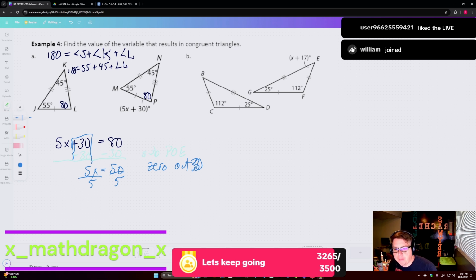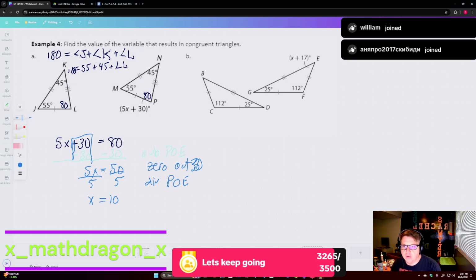Then we're going to do division property of equality. And x is going to equal 10. So find the value of the variable that results in congruent triangles. That's going to be x equals 10, because once x equals 10, we would have 80 under here, which will give us exactly what we want.